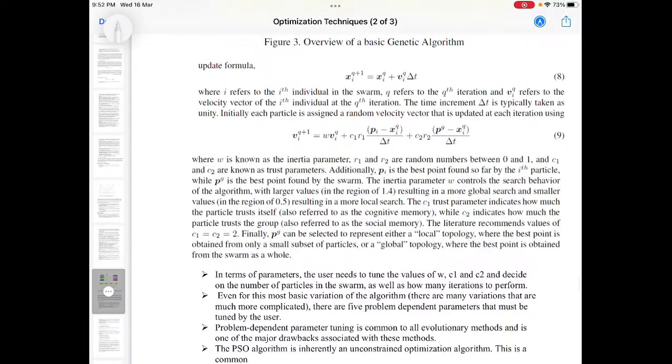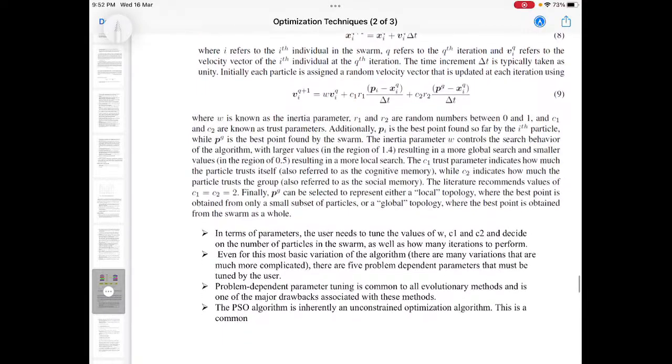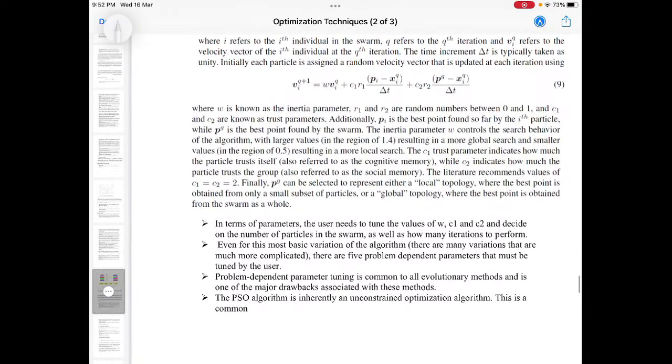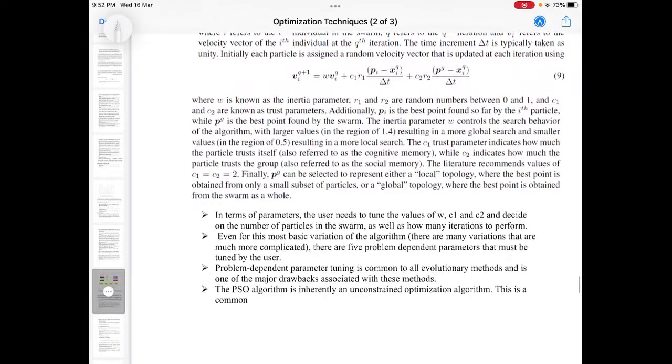Here we can change the value of C1, C2 or R1, R2, and this is actually based upon the tuning. So the user should tune these parameters so that the best result is obtained. So problem dependent parameter tuning is common to all evolutionary methods, and this is one of the major drawbacks associated with this method.